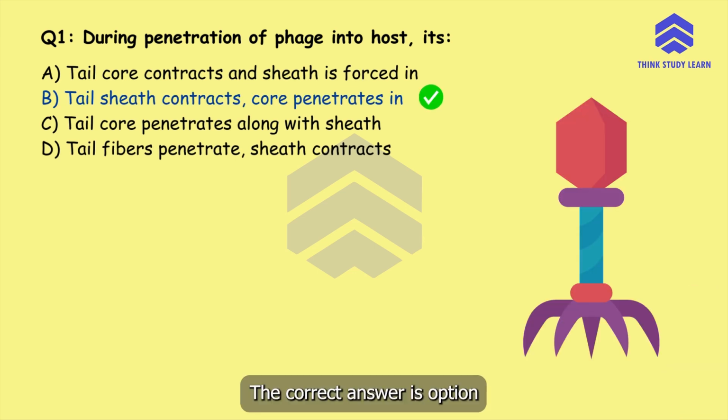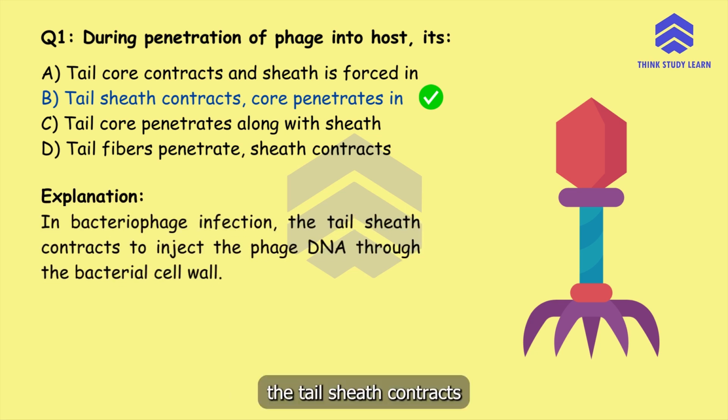The correct answer is option B. Tail sheath contracts and the core penetrates in. In the bacteriophage infection, the tail sheath contracts to inject the phage DNA through the bacterial cell wall.